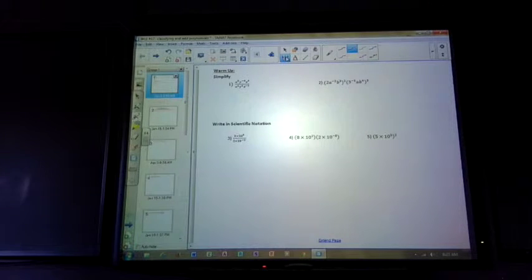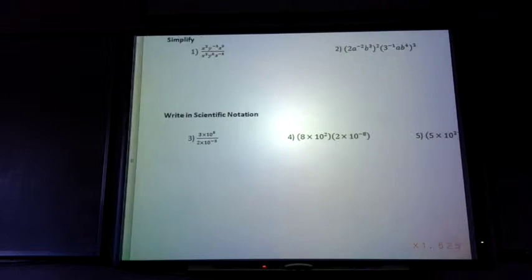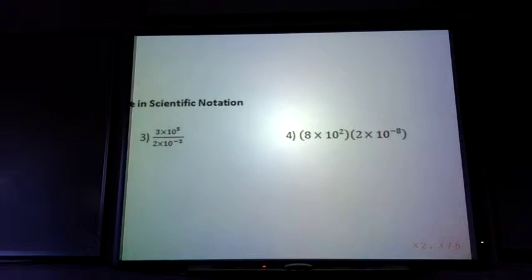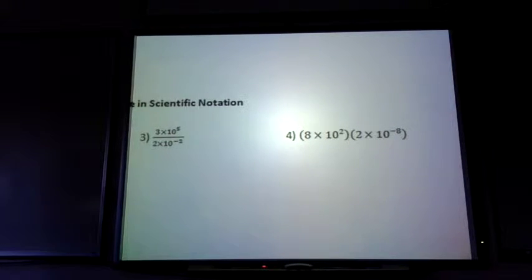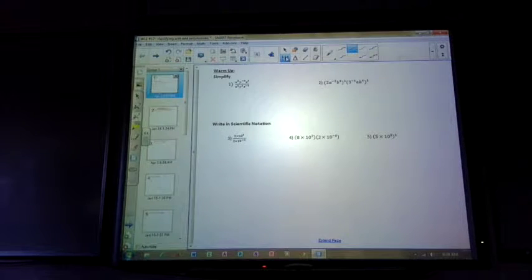All right. So problem number 3, we got into scientific notation. So I have 3 times 10 to the 5th, and then I have 2 times 10 to the negative 2. So let's treat them as 2 different things. So I'm going to break that fraction into 2 fractions. I have 3 over 2 as one of them, and 10 to the 5th over 10 to the negative 2 as the other. Okay? So let's see if we can figure this one out.